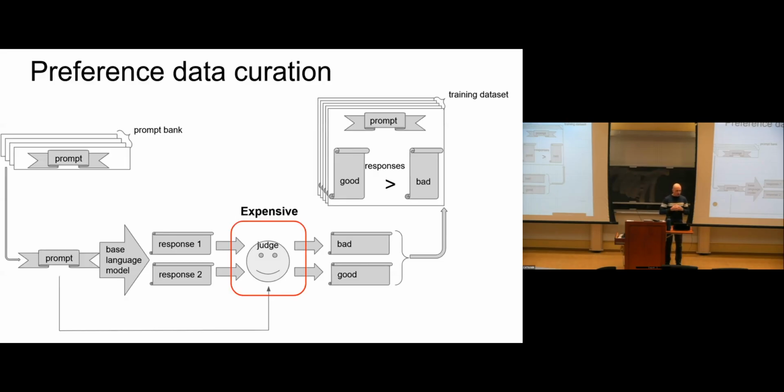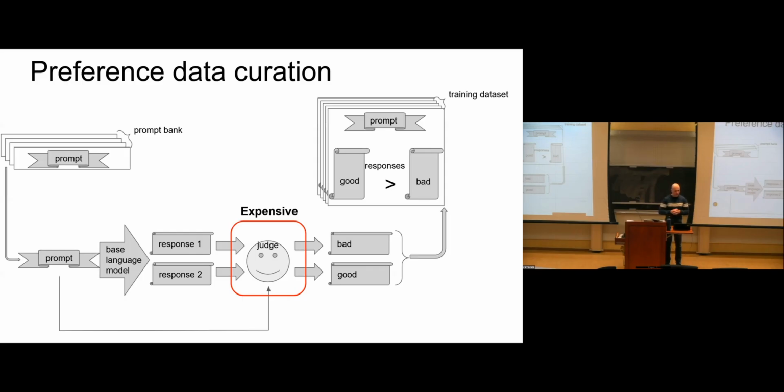It's easy to notice that the most expensive part of this entire pipeline is the human judge, right? Essentially, a human judge is something that has to be present within this entire loop.